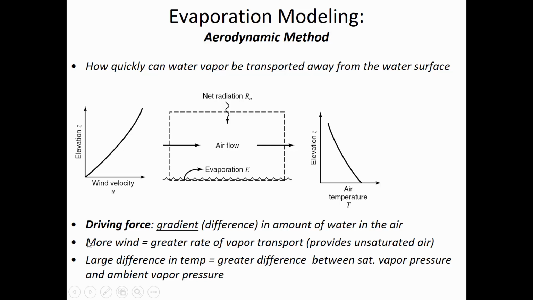Now another factor that's going to be included in the aerodynamic method is the difference in temperature between the air and the water. And the reason for that is that air temperature affects how much moisture can be held in the air. And so as air temperature increases, so does the amount of water that can be held in it. And you'll remember that from when we were talking about precipitation, where as the air cooled, it couldn't hold as much moisture, and that's why it precipitated. So the opposite of that is as air is warmer, it can hold more moisture, and the way that we keep track of that is the vapor pressure.